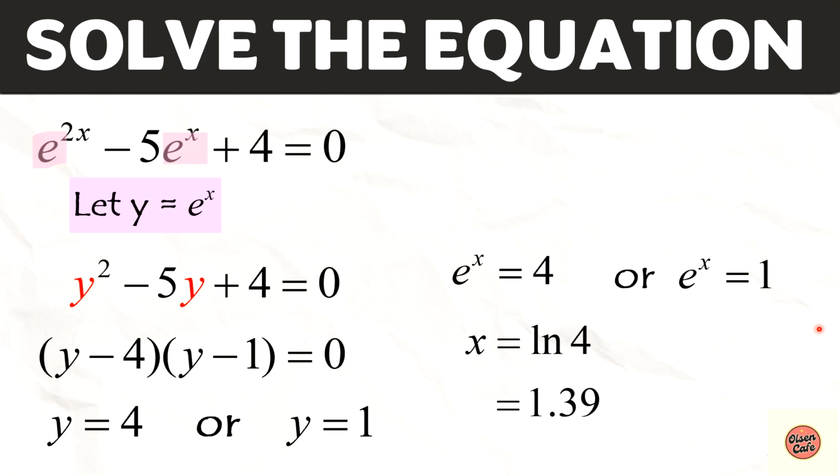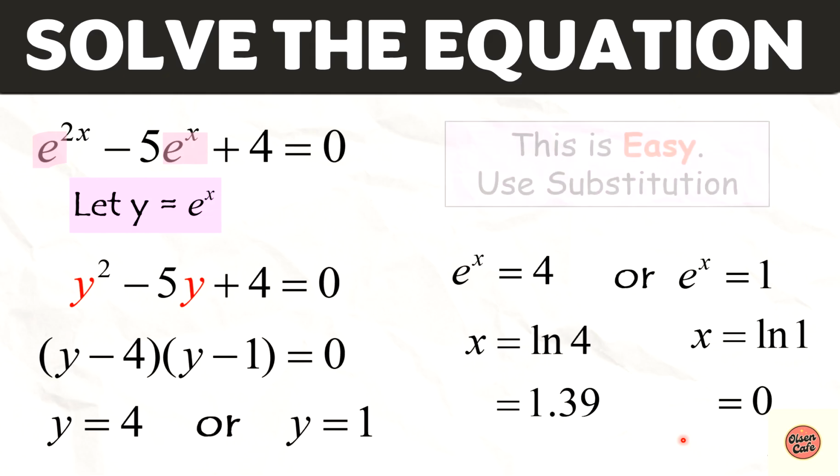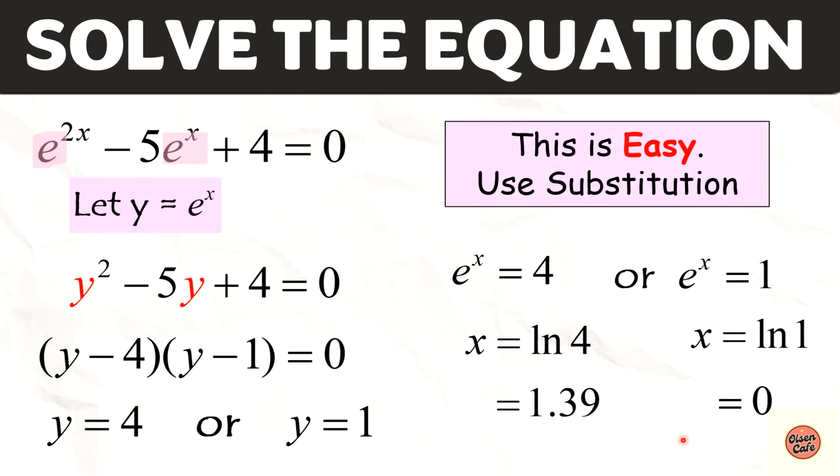Now let's take a look at e to the power of x equals 1. Now what is 1? 1 is the same as ln 1, isn't it? Because if I rewrite e to the power of x equals 1, I will get x equals ln 1. And from here, we know that ln 1 is equal to 0. And hence, I solve this question very easily. So this is a very simple question. All you need is to use the substitution method.